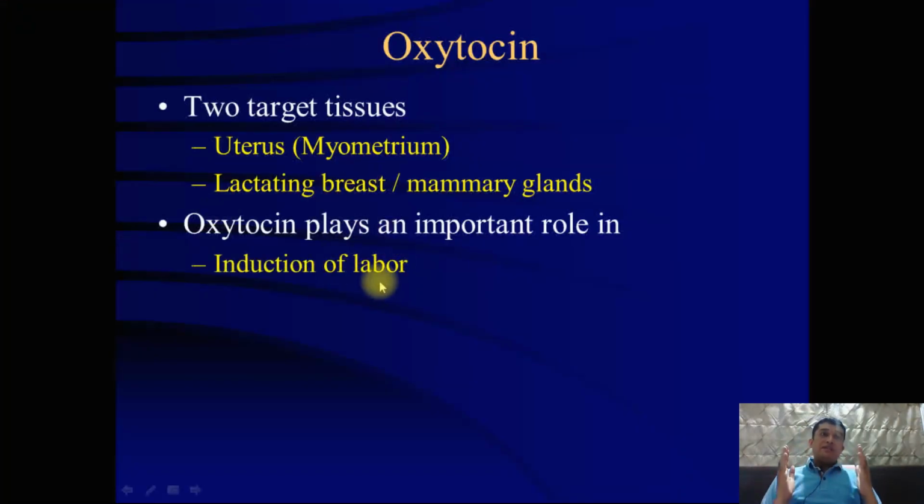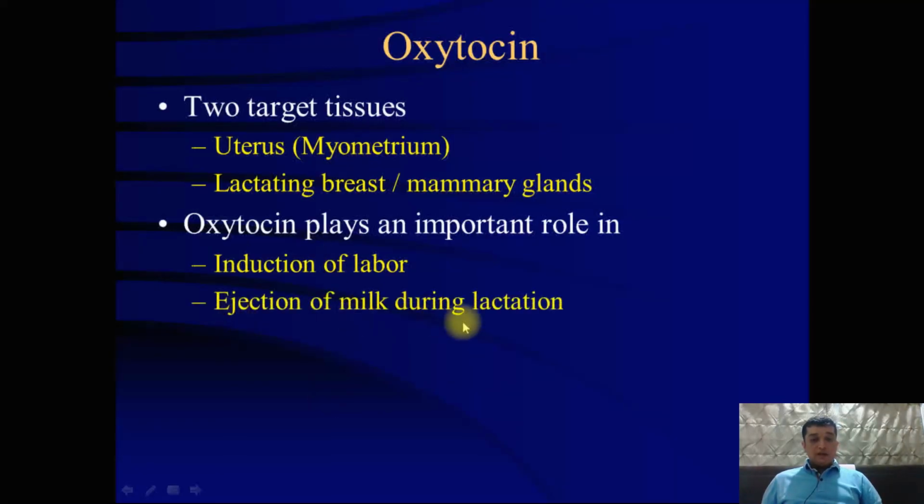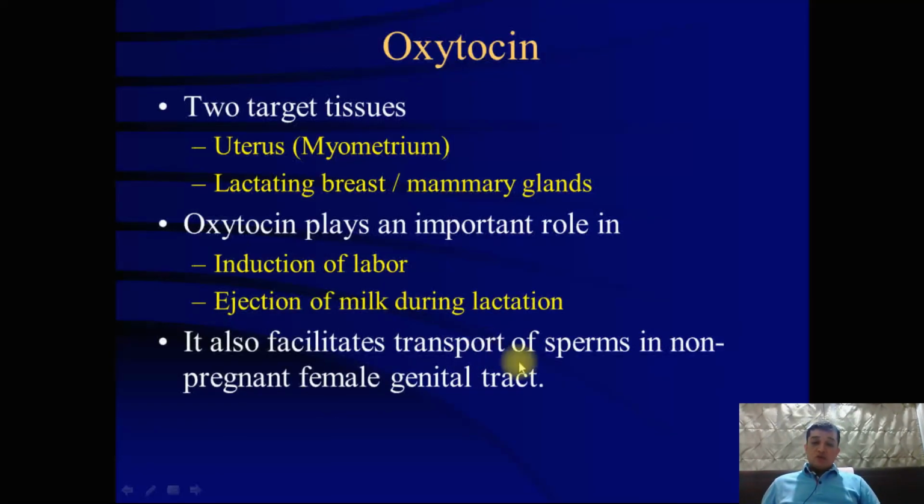Once the three trimesters are completed, in pregnancy there are three trimesters: first, second, and third. At the end of the third trimester, the fully developed fetus starts producing ejection reflexes, and those reflexes are initiated by two hormones, oxytocin and prostaglandin, right? Of which oxytocin is very important. We'll check this positive feedback loop in the next slide, right? So induction of labor until the childbirth is done, then it continues to produce contraction in the myometrium. The second one is definitely ejection of milk during lactation. Also it helps in the transportation of sperm.